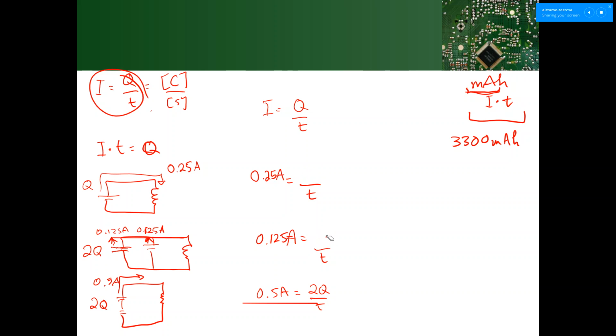So we're going to say 1Q, let's call that 1 coulomb. And we're going to call this one 2 coulombs and this one 2 coulombs. Which one is going to have the lowest or highest time? If I isolate T here, T is going to be equal to 2 divided by 0.5. It's going to be 4 seconds, let's say. Here, 2 divided by 0.125 is going to be 16 seconds.